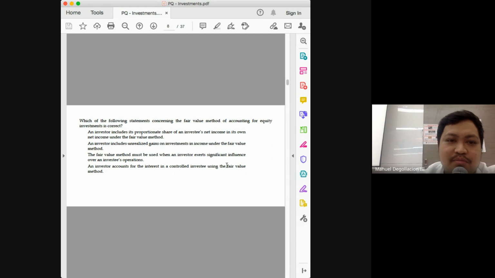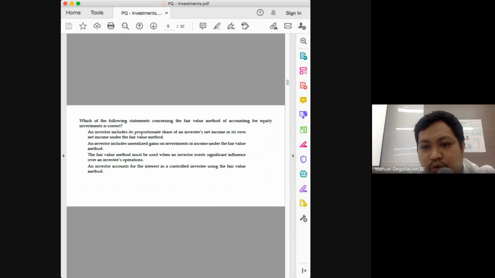Next, which of the following statements concerning the fair value method of accounting for equity investments is correct? Okay, so we're looking for the true statement. First, an investor includes its proportionate share of an investee's net income in its own net income under the fair value method. This is false.